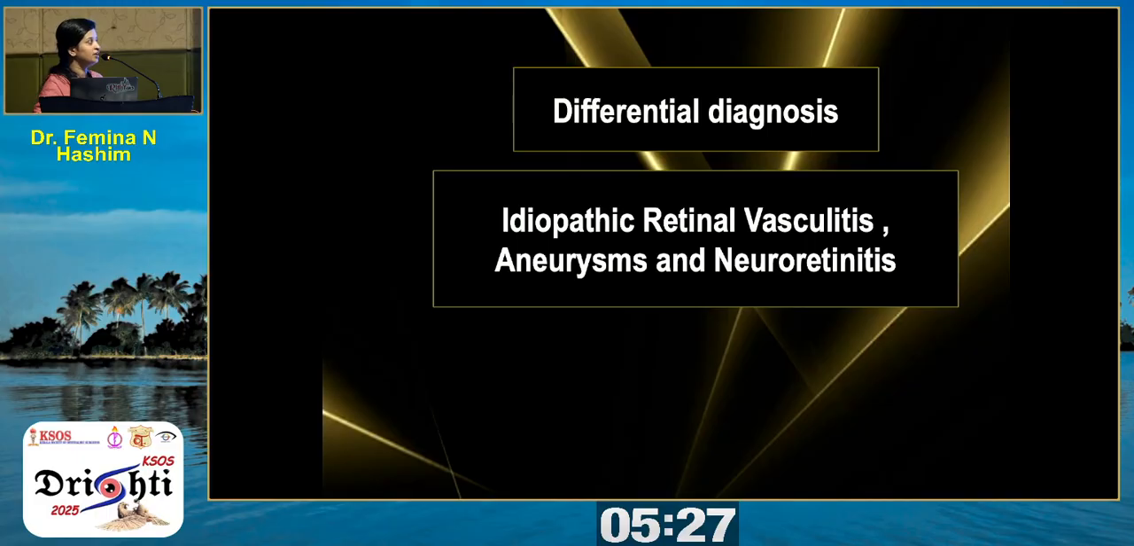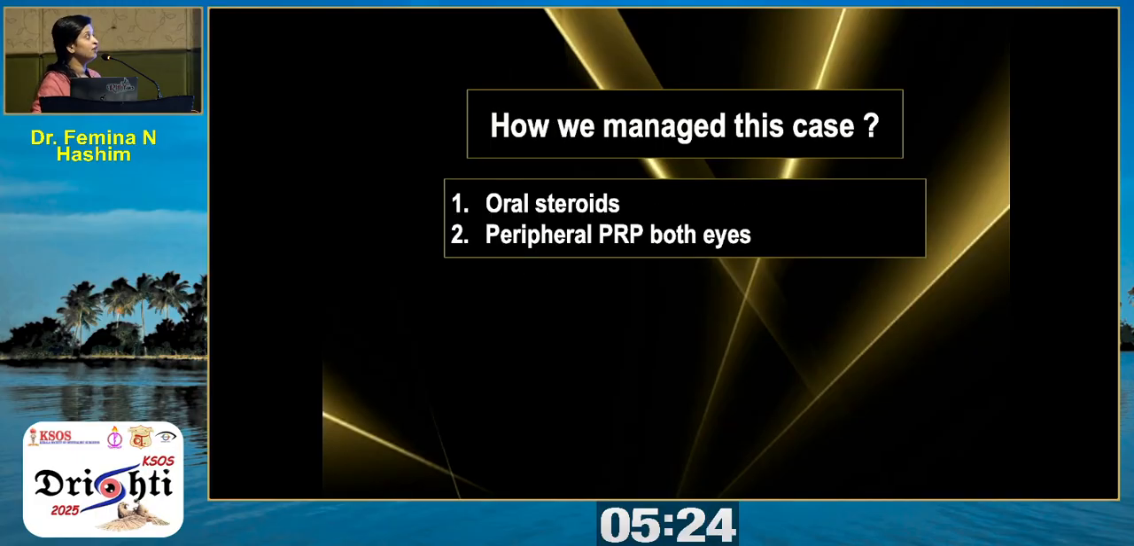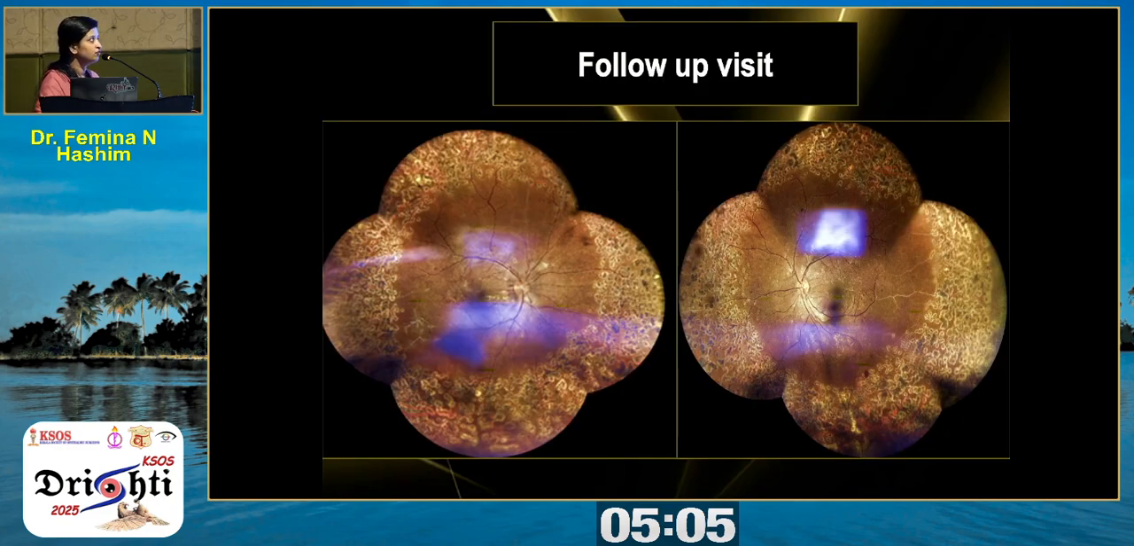So we diagnosed it as IRVAN, and started oral steroids for this patient because in IRVAN the inflammation is most of the time an integral part. Along with that, considering the extensive capillary non-perfusion areas, we started peripheral PRP, 3 sittings for both eyes. So this was the follow-up visit of the patient. The vision was absolutely normal, 6/6, as in the initial visit. On following the patient, the NV was regressing, the NVD was regressing, and the vision was stable, without any systemic improvement.